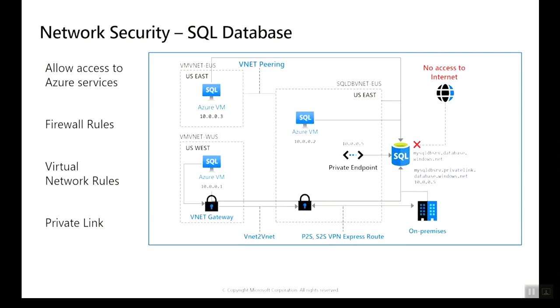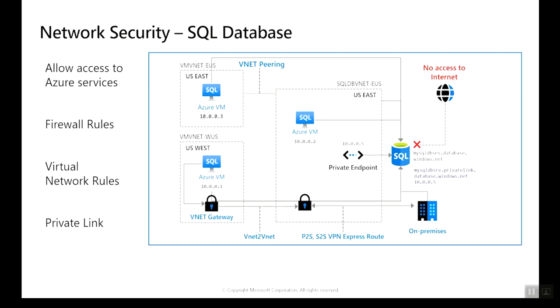So when it comes to network security for SQL databases, we can configure a couple of things like which services to allow to access our SQL database. So we can do that through firewall rules or setting up virtual network rules or using private link. So let's say we wanted to lock down the traffic to our Azure SQL databases and block off public internet access to these SQL databases.